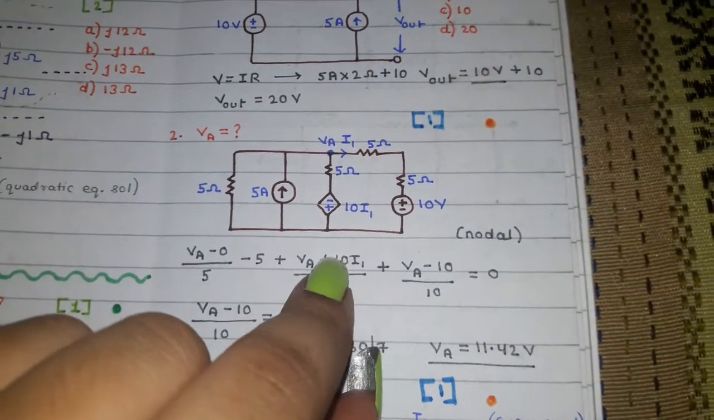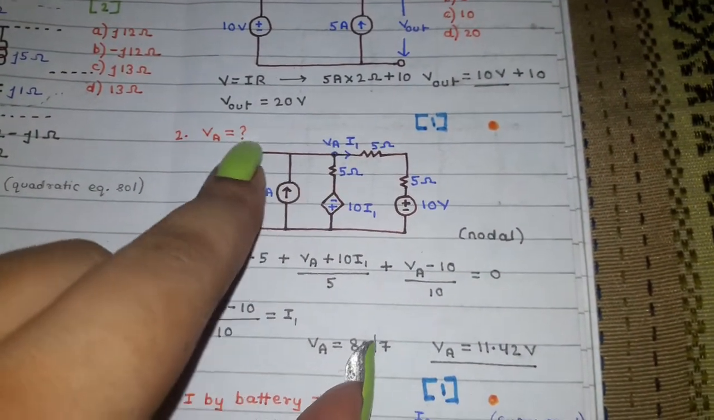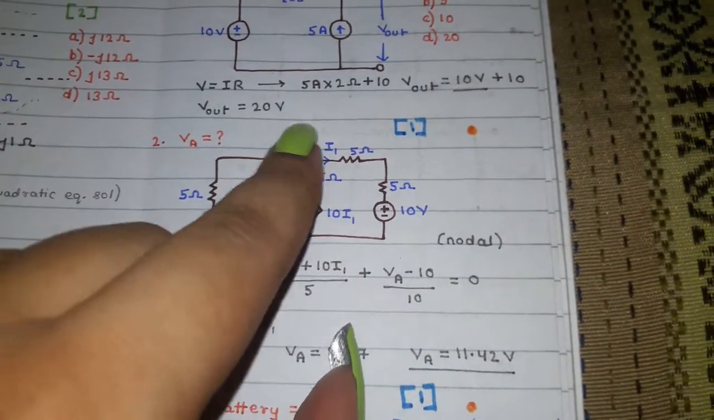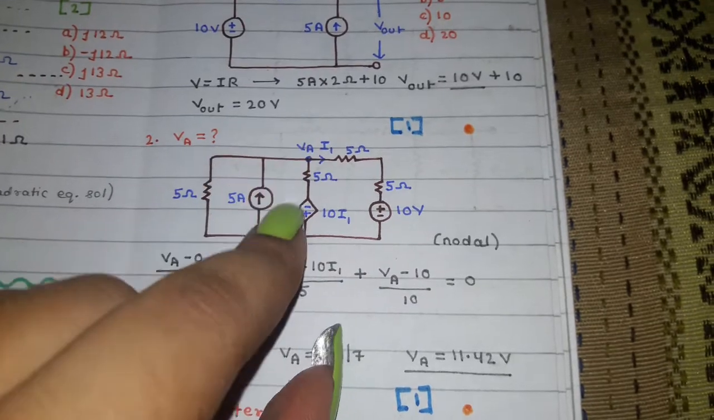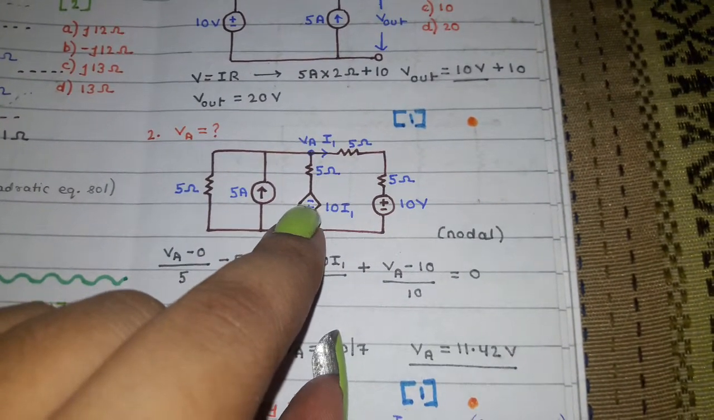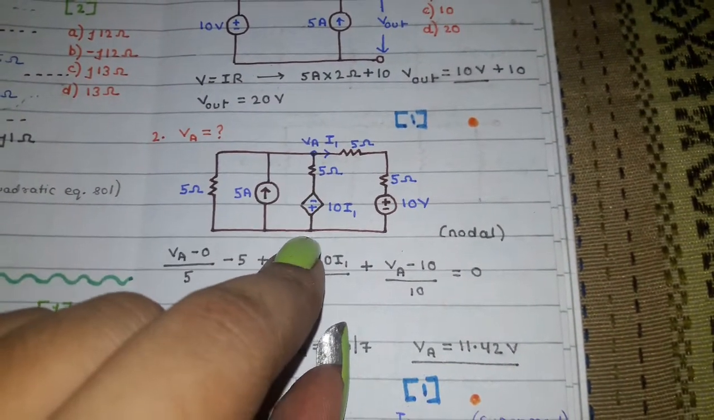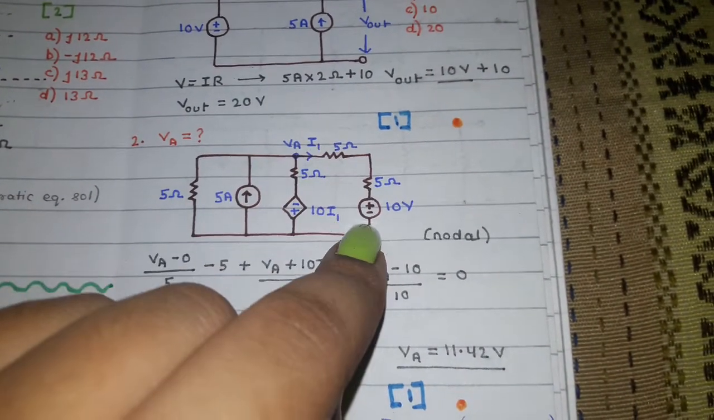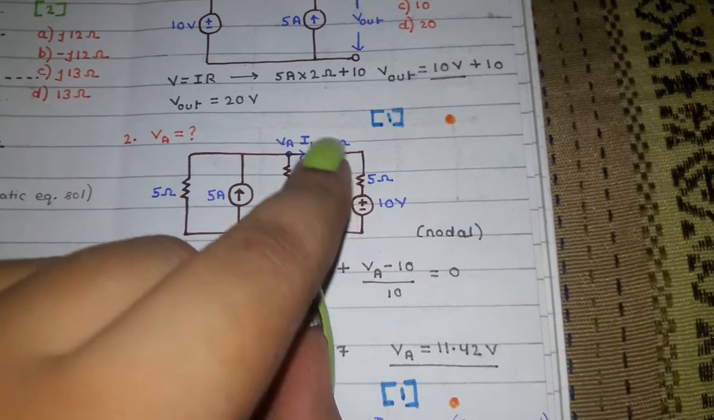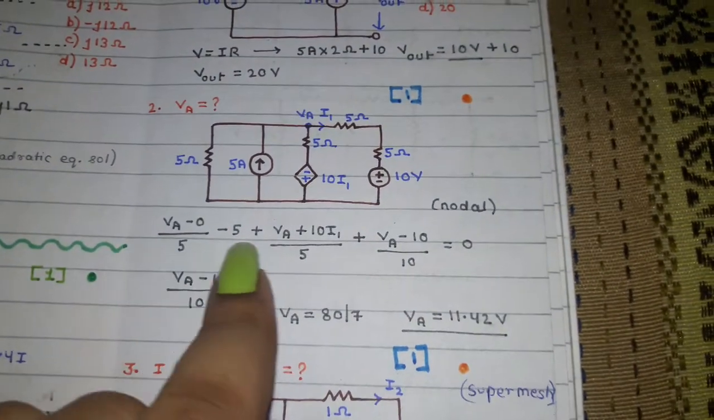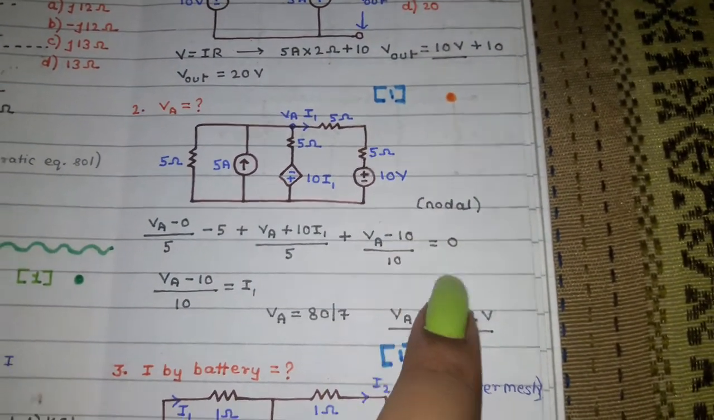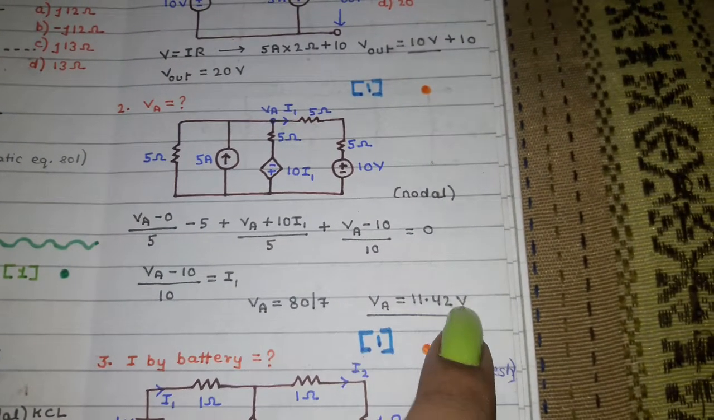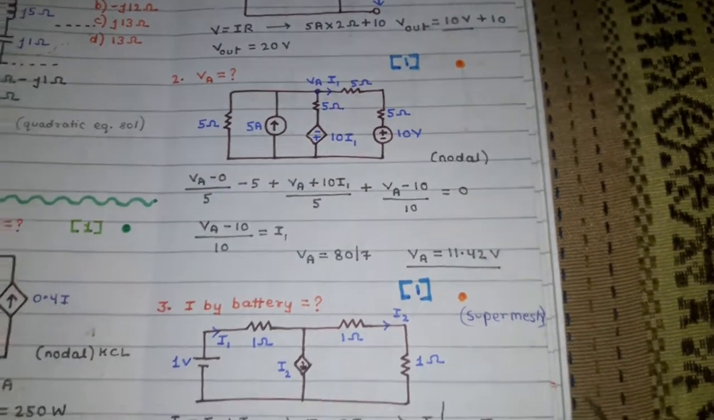You connect to the ground, then you write (VA minus 0) upon 5, then you write minus 5, then you write (VA plus 10I) upon 5 ohm, because you get the minus terminal first, and then you write (VA minus 10) upon 10 ohm. So this is your required nodal equation. On solving this, you get the value of VA as 80/7 or 11.42 volts. So this question was also easy.